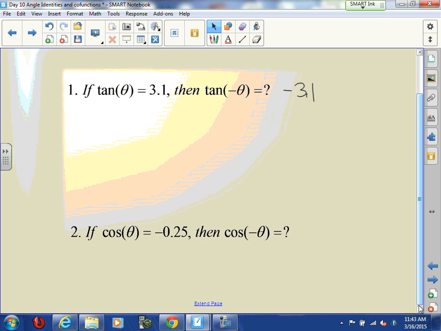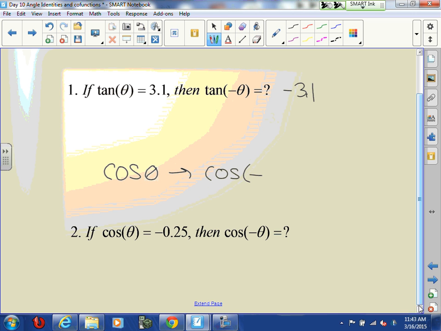How about cosine theta is negative 0.25. What about the negative angle? Positive? What do you think? Think about, we did cosine. When we did cosine of negative theta, it was a positive version, right? Wouldn't it just be the same exact thing? We're not negating the answer. We're keeping the answer. So it's negative 0.25.